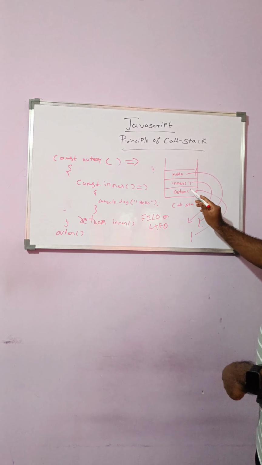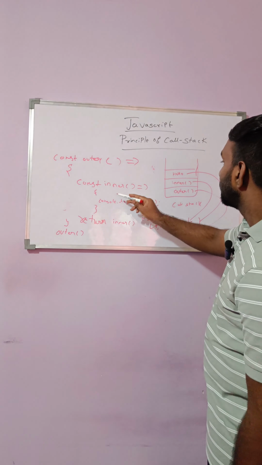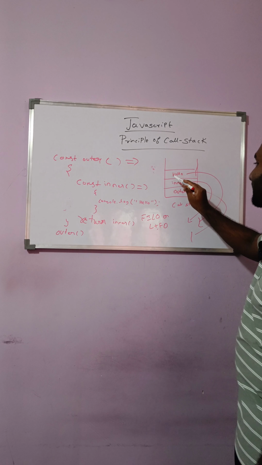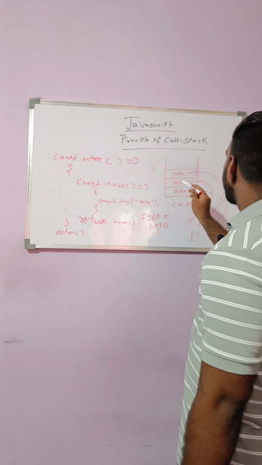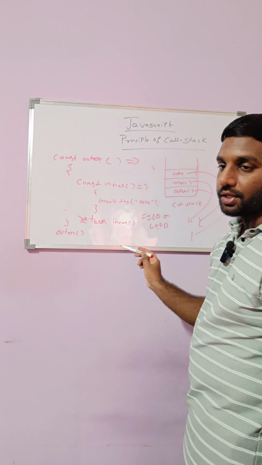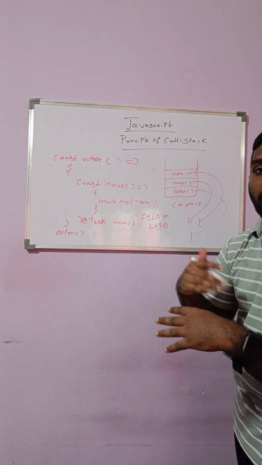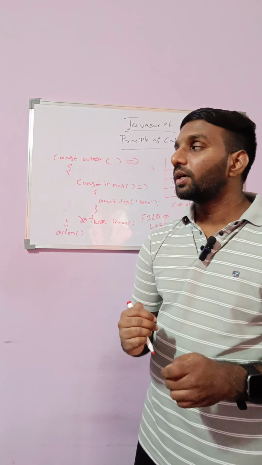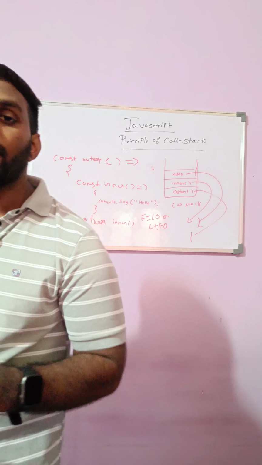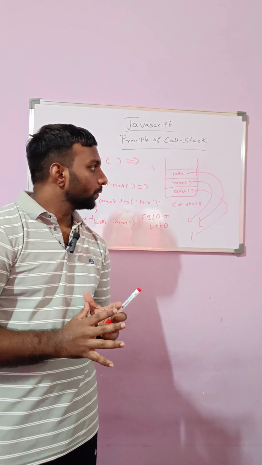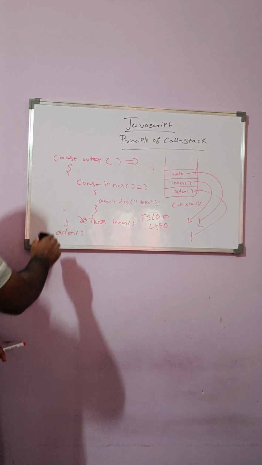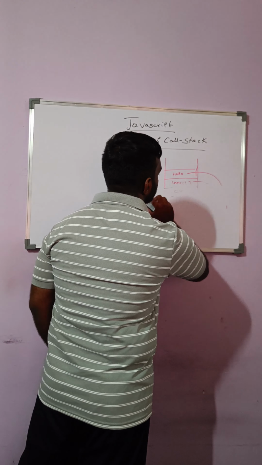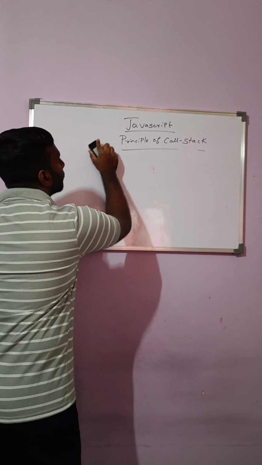First the outer function comes here and sits in the call stack, and then the inner function will be called and will sit, and the console log statement will be printed. That statement will be thrown out first, then the inner function will be thrown out next, and then the outer function will be thrown out last. So this is how the call stack works behind the scenes. This is the principle of call stack.